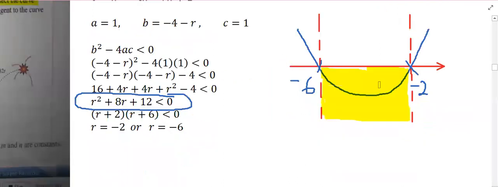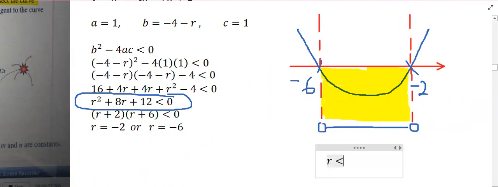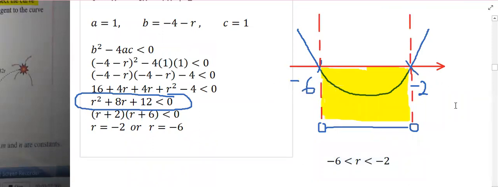Okay, so since less than 0, I shade the bottom part. So actually it's joining between negative 6 and negative 2. They are joined together. So my R is between these two numbers. So final answer, my R is smaller than negative 2, but my R is bigger than negative 6. So R is between negative 6 and negative 2. Okay? Okay, this one done already, final answer.